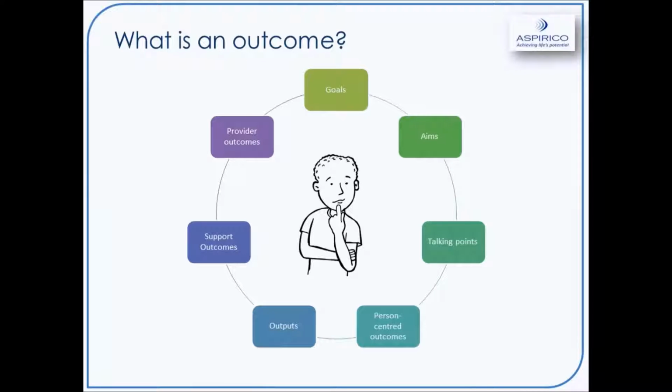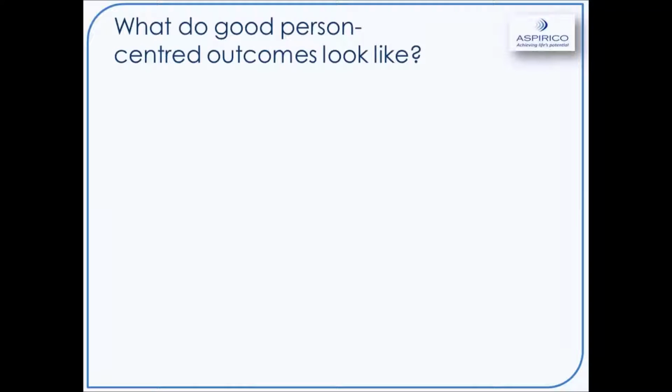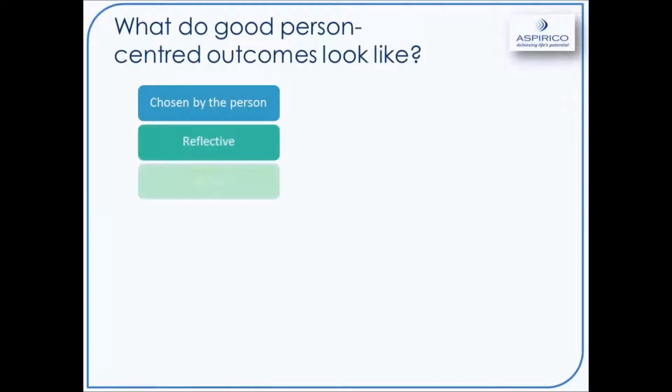We might use the term inputs to describe what we are doing to support the person to achieve these dreams, and we might use the term provider outcomes to describe any organisational goals we have around supporting people. Always at the centre is the person. Outcomes form the foundations of how we support people to live a more meaningful life. So what do we mean by person-centred outcomes? What do good person-centred outcomes look like?